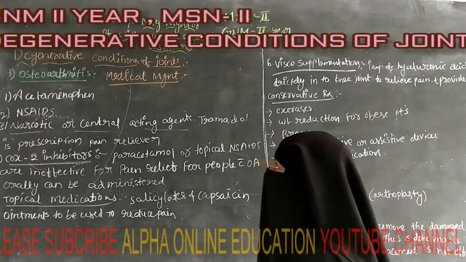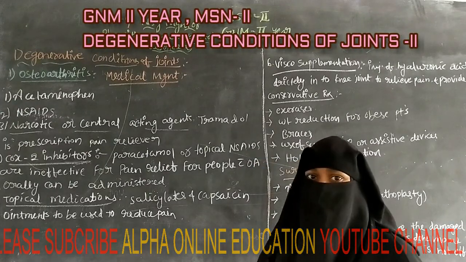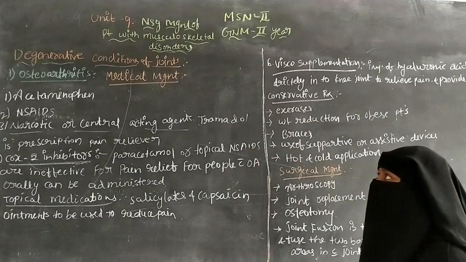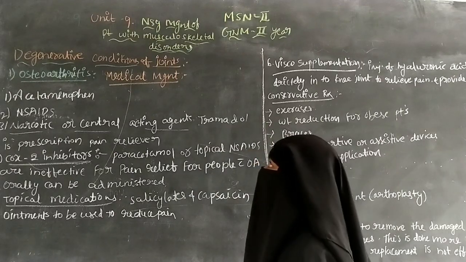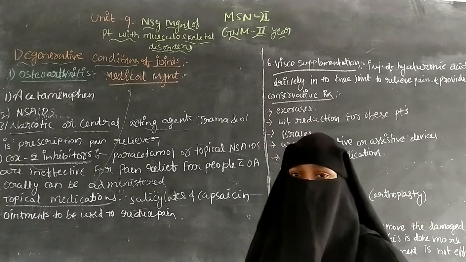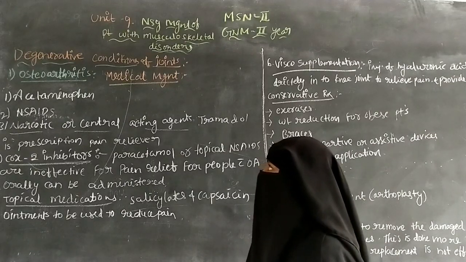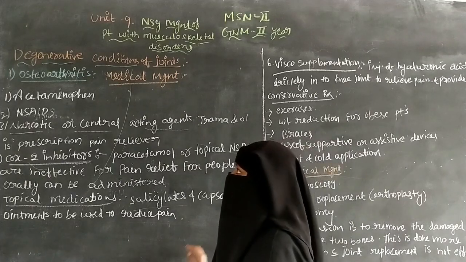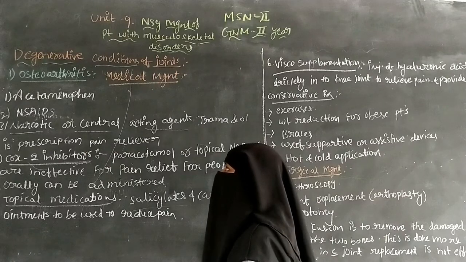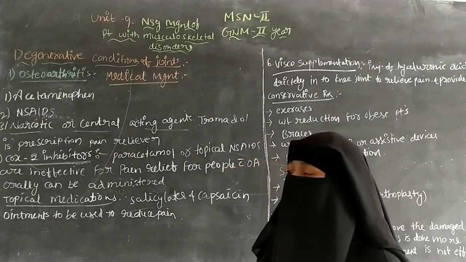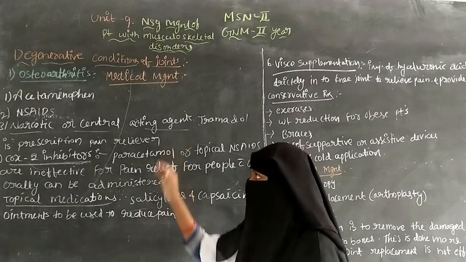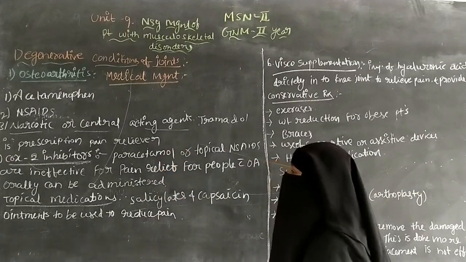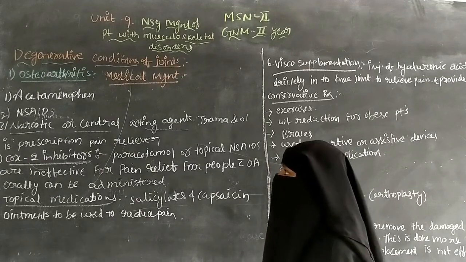Hi everyone, today I am going to discuss Medical Surgical Nursing 2 for GNM second years. Unit 9 is nursing management of patients with musculoskeletal system disorders. In the degenerative conditions of the joint, in the last class we saw part 1 of osteoarthritis. Now there is part 2 about osteoarthritis, which includes the medical management.